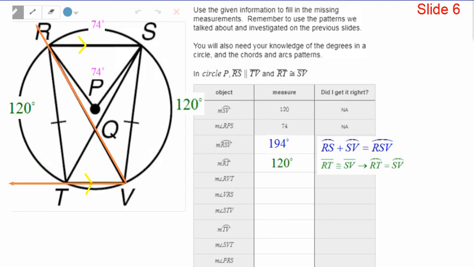So now we want to work on trying to find the measurement for angle RVT. And if we notice, the vertex is on our circle, so this is an inscribed angle. The intercepted arc that goes with this angle is RT. And again, recall, inscribed angles are half the measurements of their intercepted arcs. So to find its measurement, we'll take half of 120, which ends up being 60.